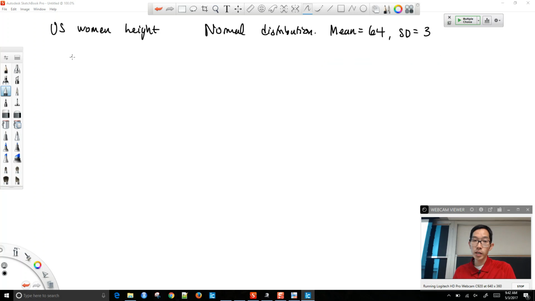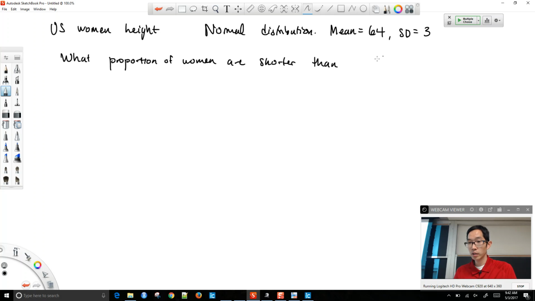ask a question such as, what proportion of women are shorter than, let's say, 5'6". Okay, so 5'6" would be 66 inches. So what proportion of women are shorter than 66 inches?